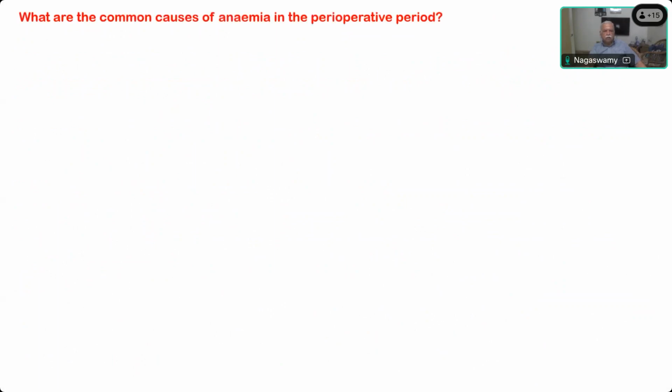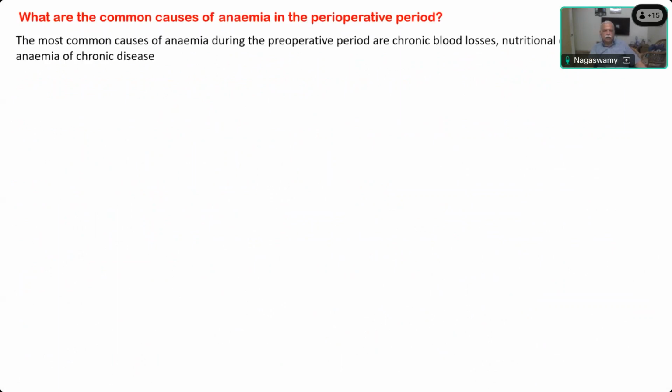What are the common causes of anemia in the perioperative period? All of you know that it can be because of surgical cause. The most common cause is perioperative blood loss or chronic blood loss, nutritional deficiencies, and the anemia of chronic diseases. Okay, and how do we start to assess an anemic patient?